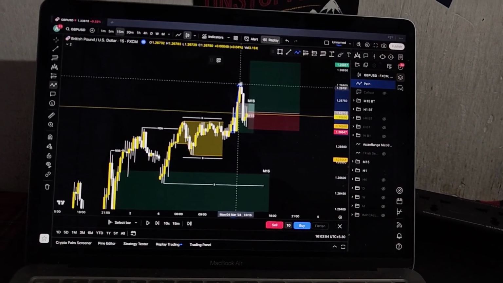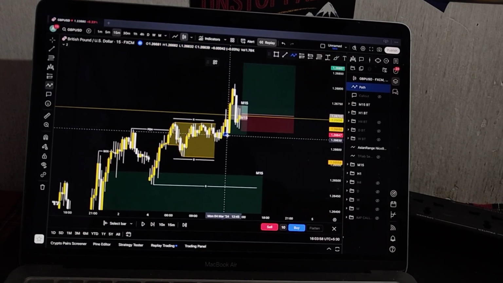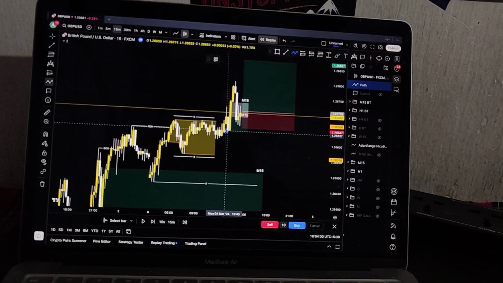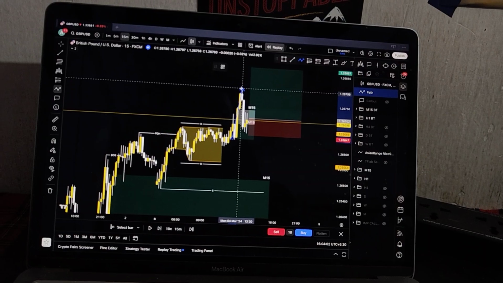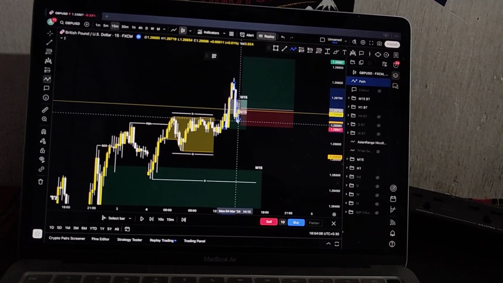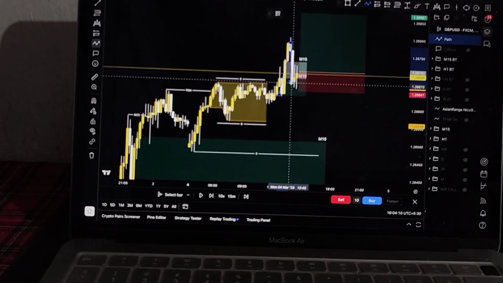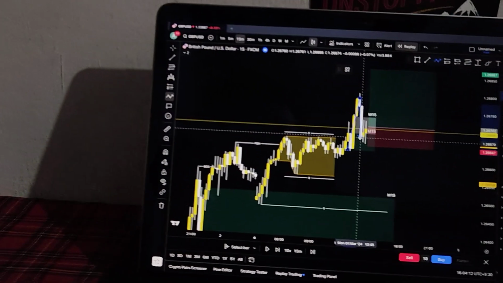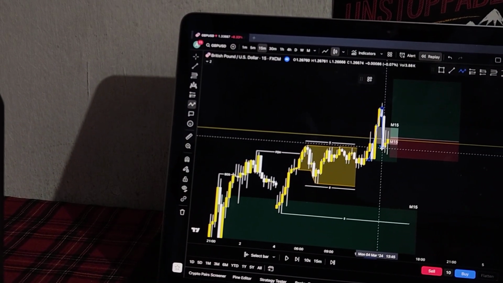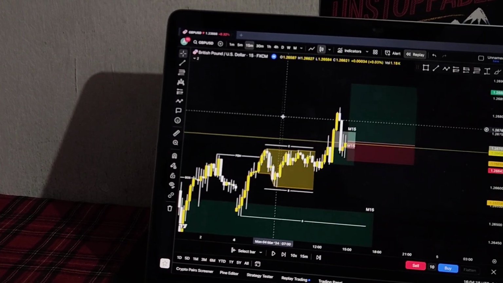As you can see, the Asian high got swept. Only take continuation setups if the breakout of the Asian range happens very aggressively like this, and fair value gaps are formed. And after the fair value gap fill and demand zone mitigation, we need rejection, bro. Until and unless we see rejection, how can we take a trade, right? So only after we see rejection, that is when I take the trade.